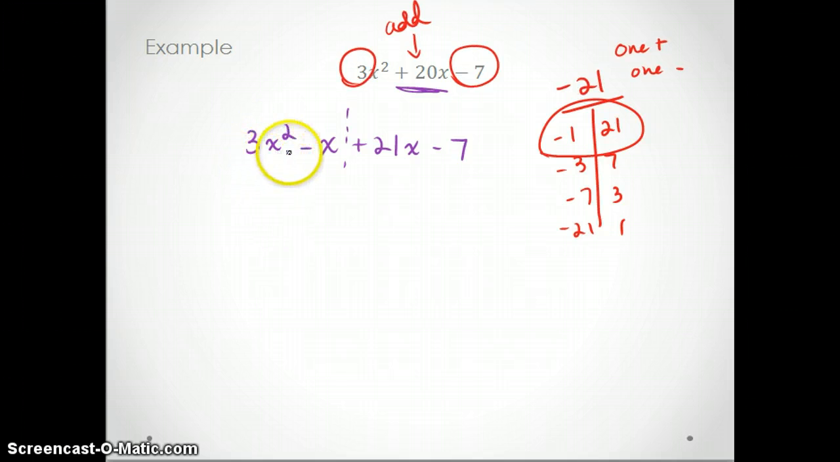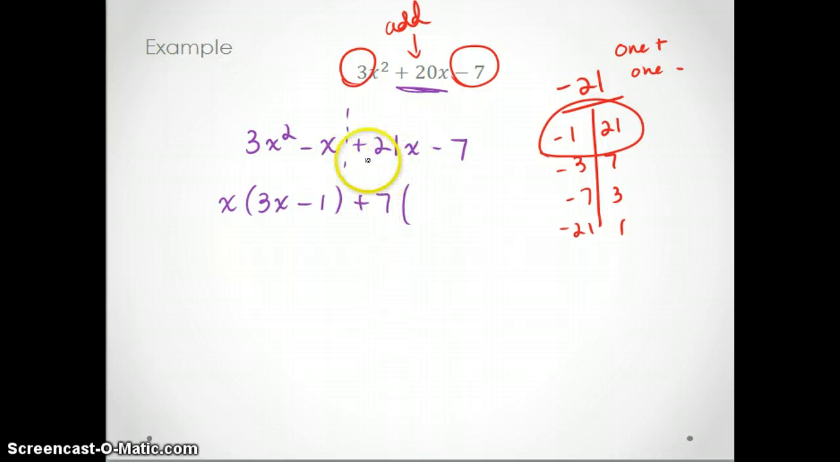So if we look at 3x squared minus x, they have a common factor of x. What's left over? Well, here we have 3x, and here we have negative 1, because x times negative 1 gives you negative x. Okay, if we look at the right-hand side of our problem, if we look at factors of 21x and factors of negative 7, 7 goes into both of those. So we're going to factor out a positive 7.